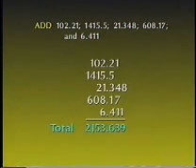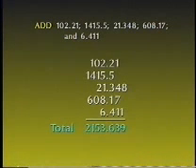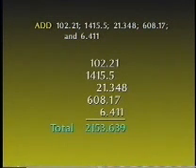When adding a group of decimal numbers, tabulate them so the decimal point of each number is in vertical alignment up and down the column of numbers. For example, add 102.21, 1415.5, 21.348, 608.17, 6.411. Starting with the column to the right, total each column, placing the decimal point of the total in line with the decimal point above.